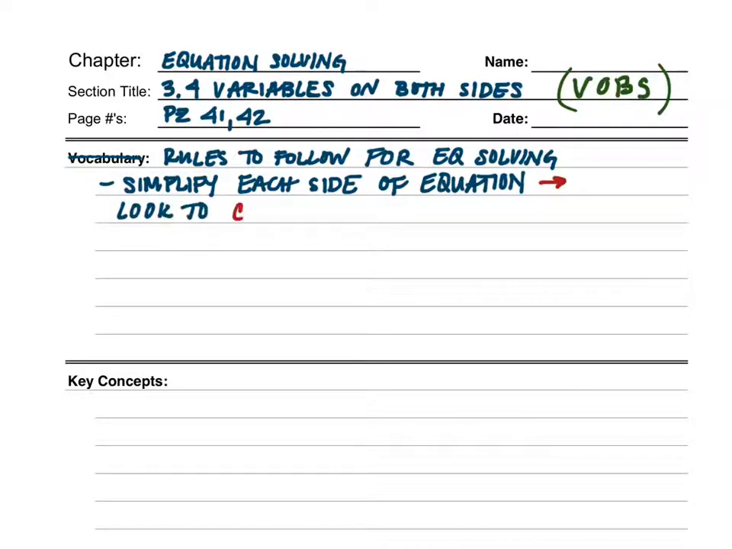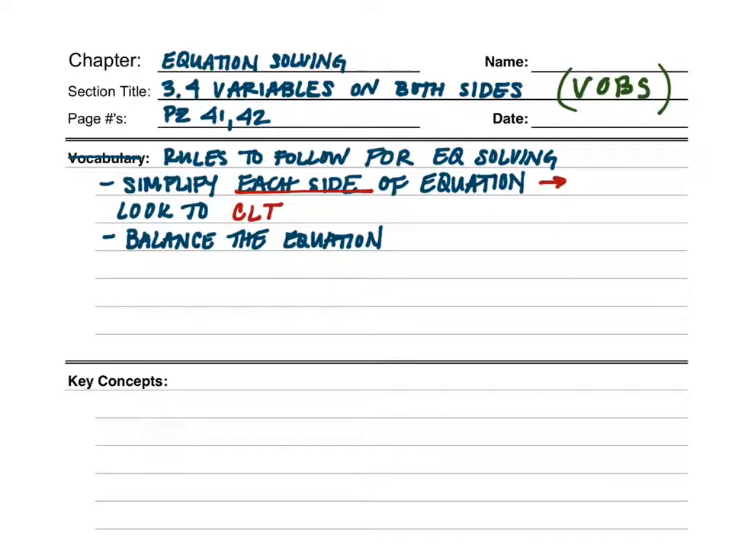Essentially, we're looking to combine like terms. So the CLT stands for combine like terms. And remember, we're looking at each side of the equal sign. We're not combining terms across the equal sign. So you have to do the left side, simplify if you can, the right side, simplify if you can, and move from there. The next thing to remember for rules to follow is to balance the equation.